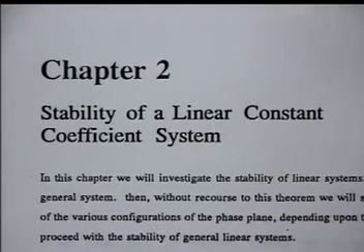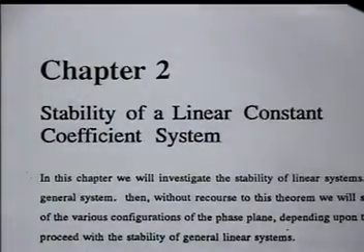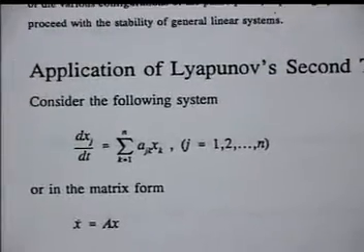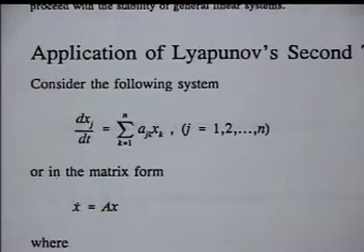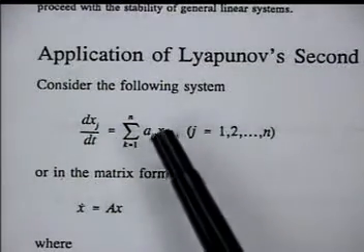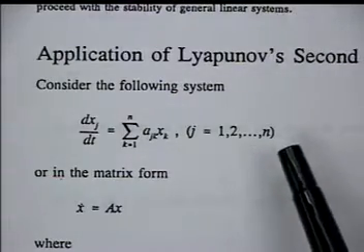Yeah. So we are continuing our lectures on stability, and today we will talk about linear systems. Amongst the infinite amount of systems that exist, there is a small class of systems that is governed by linear constant coefficient equations. Now, consider the following system: dxj/dt equals summation ajk xk, where j runs from 1 to n.